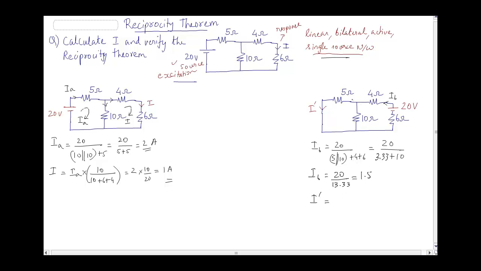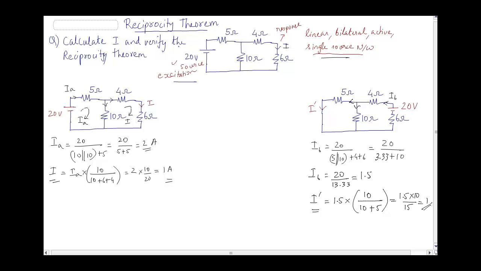Now this IB is going to be split up into two portions. So I1 will be IB, which is 1.5, into the current division rule says opposite branch, that is 10 divided by total, which is 10 plus 5, which is 15. So 1.5 into 10 by 15, which is actually 1. So you have got I dash also 1 and I also 1. So we will say that the current remains same even if we have interchanged the excitation and the response. So that is how you do a reciprocity theorem verification.